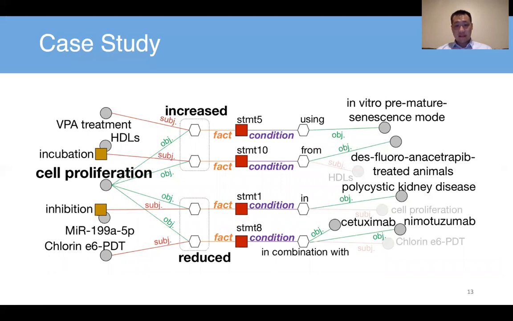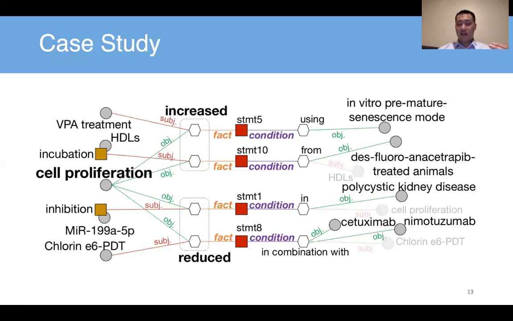Then a case study down here: we can use this MIMO technology to extract a knowledge graph, right? Then we can see what can increase cell proliferation and what reduces cell proliferation. Two different kinds of relations connecting to different subjects will have different impact on cell proliferation. And each of these statements was observed under different kinds of conditions, right? So this is pretty informative to help the scientists understand.